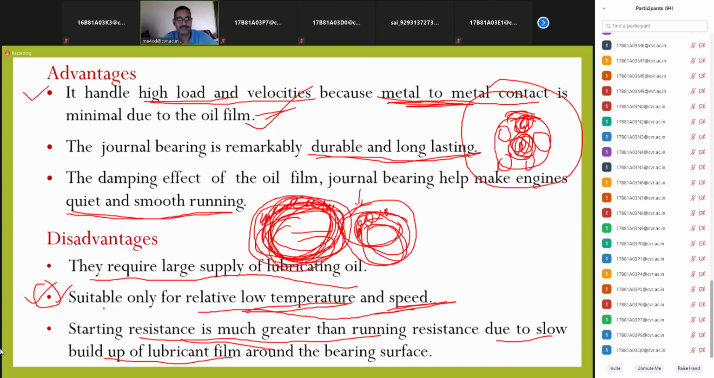And if you are going with a high temperature, then that is not suitable for this condition. So we are avoiding this. If we are avoiding this, then this will definitely work out. Okay, I think it's clear.